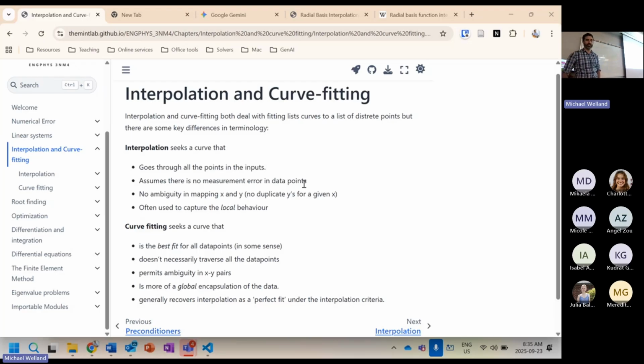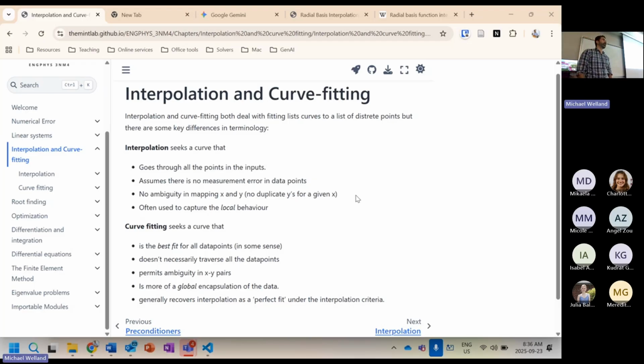In general, with interpolation, there's no ambiguity, in that there are no duplicate Y's for a given X, right? So this goes back to the definition of what a function is. You can't have one X and have measurements of 10 and 11, because that would imply that there's some kind of experimental error, or you're not actually a function. You're not actually one-to-one. So we're excluding that. Interpolation, one-to-one.